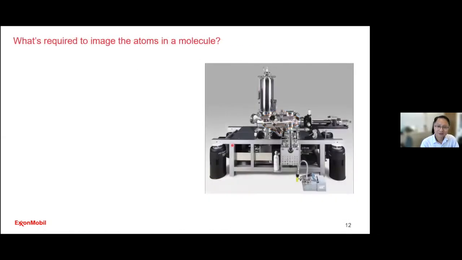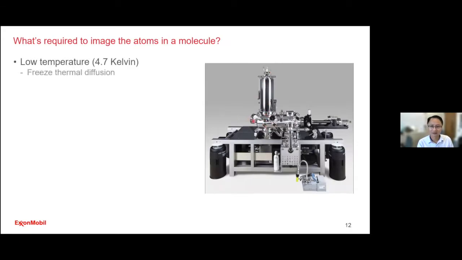Before I go directly, I still want to talk about this technique, which is not very common. It's different from what probably a lot of you are familiar with. So this is a picture of this instrument. This is the cryo stage.